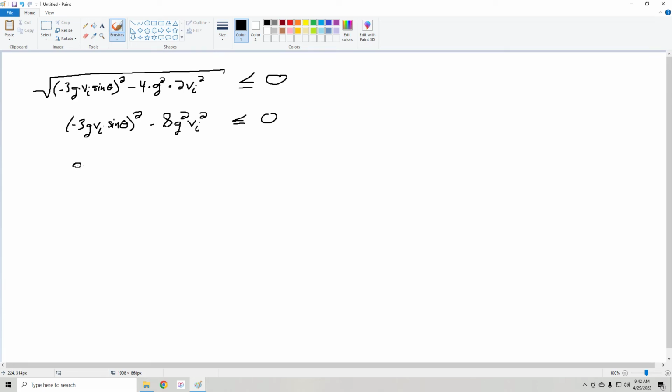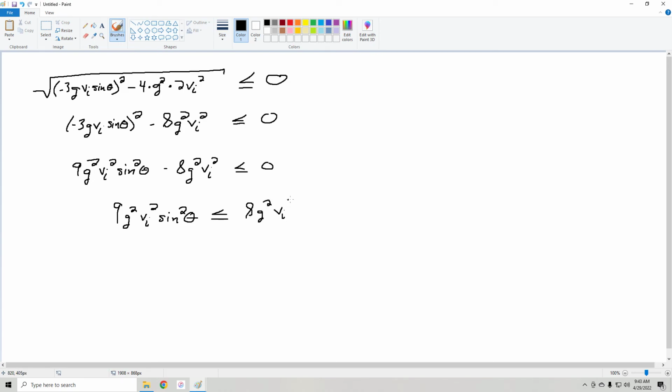I can square this quantity, which gives me 9 g squared v initial squared sine squared theta minus this piece here, v initial squared, is less than or equal to 0. Let's move this piece to the other side and make it positive. So we have 9g squared v initial squared sine squared theta is less than or equal to 8g squared v initial squared.